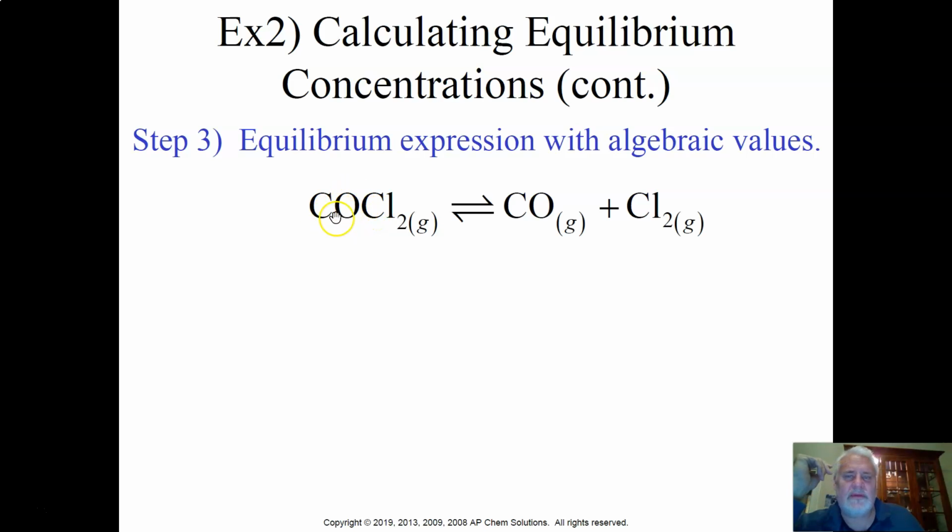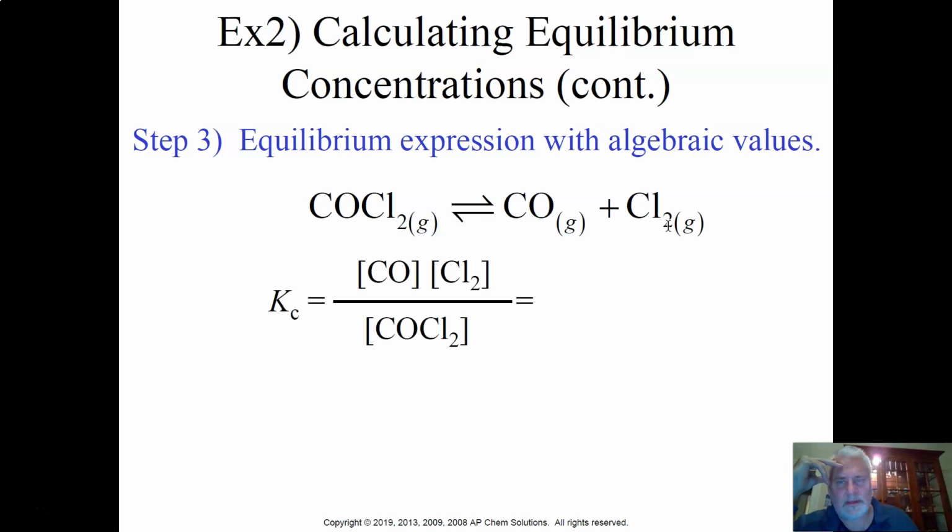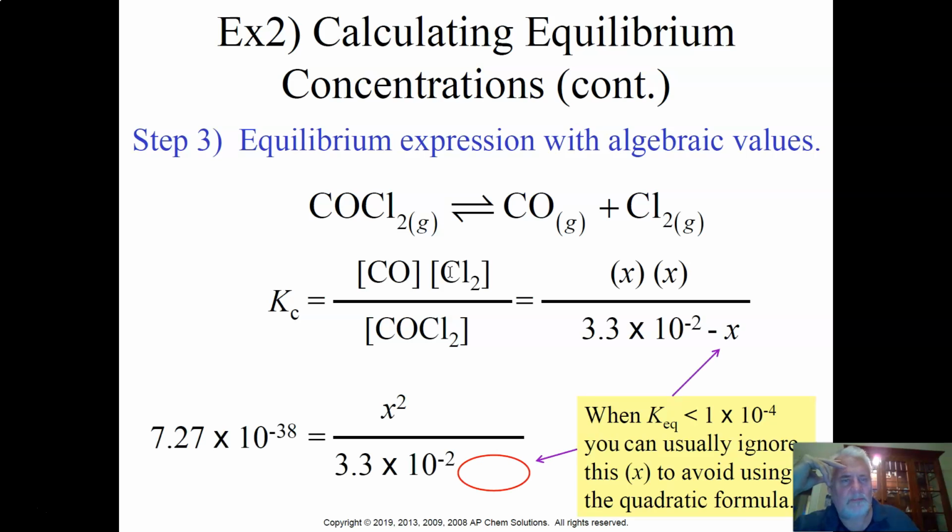So anyway, you've got this phosgene. How much will it decompose naturally at room temperature? Well, you use the Kc, and you put the products on the top, the reactants on the bottom. There are no coefficients to mess with here. You do, however, have to make the assumption that this x is going to be really, really small. We're going to guess that it's going to be less than 1 times 10 to the minus 4th.